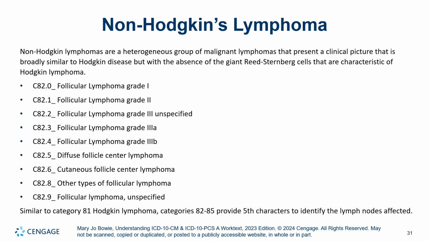Non-Hodgkin's lymphoma is a heterogeneous group of malignant lymphomas that present a clinical picture that is broadly similar to Hodgkin's disease, but with the absence of the giant Reed-Sternberg cells that are characteristic of Hodgkin's lymphoma. And so similar to category C81, Hodgkin's lymphoma, the categories of C82 through C85 provide a fifth character to identify the lymph node affected.